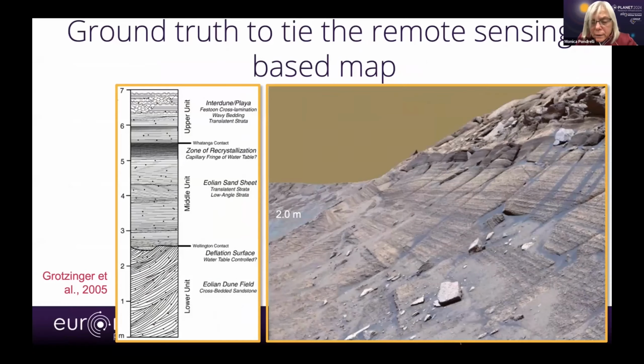Of course, the ideal would be, in the future, to have some points in which ground truth made by a rover, or even better, made by humans, could tie our geological map. This is a beautiful, I would say also historically important example, because it's one of the first stratigraphic sections done by a rover. This is an opportunity.